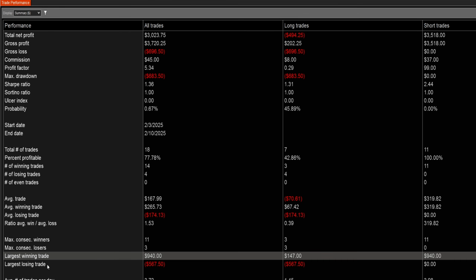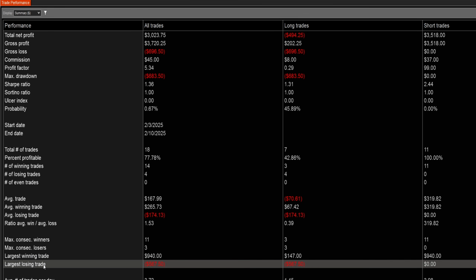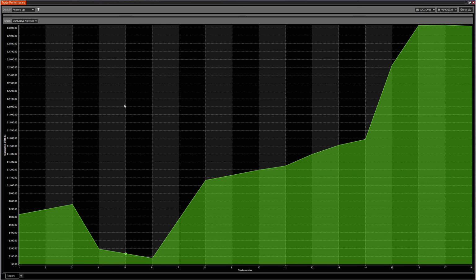However, I did have a trade get away from me. My largest loser out there was $567.50. Now, if we come over and look at this visually on the graph, you can see you started off pretty good. It took a little bit of a dip there, and then it was a rally back up.